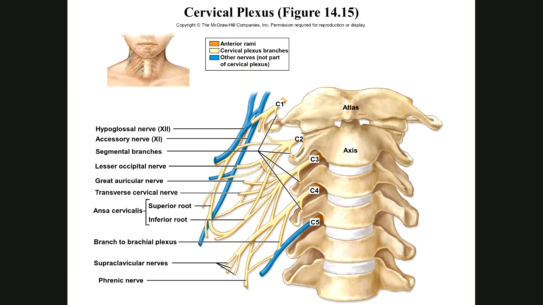Now, here's another good view that shows us atlas and axis, so we can see how high up we are, especially with reference over here, and we can see these nerves coming out. And then there's that phrenic nerve being formed.